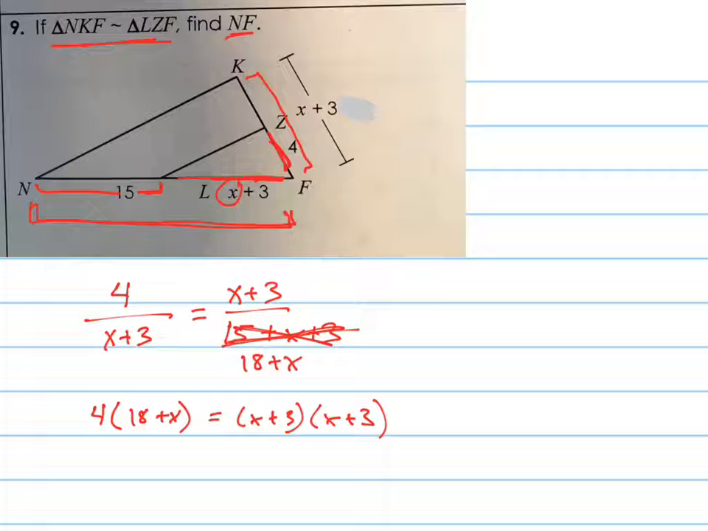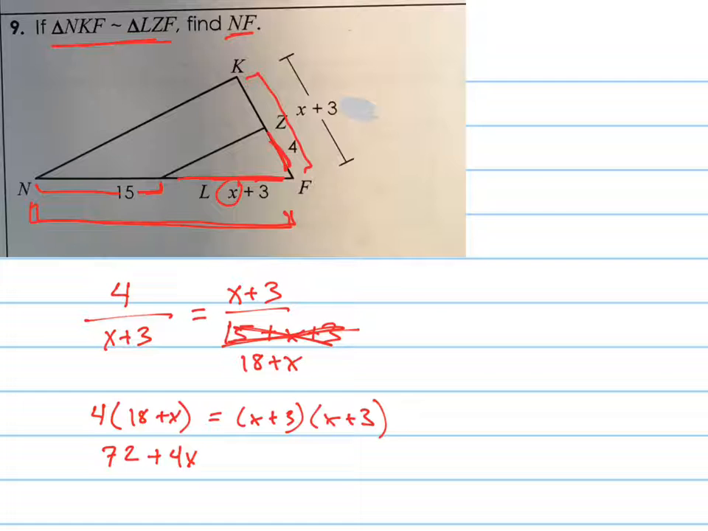Now what do I have to do? Distribute. So 4 times 18 is like 9 times 8, times 6, no, 72. So 72 plus 4x. Sorry, in my head I do 9 times 2, and then I break this up and do 8 times 9. It's just easier in my head, although I made a mistake. All right, back to this.